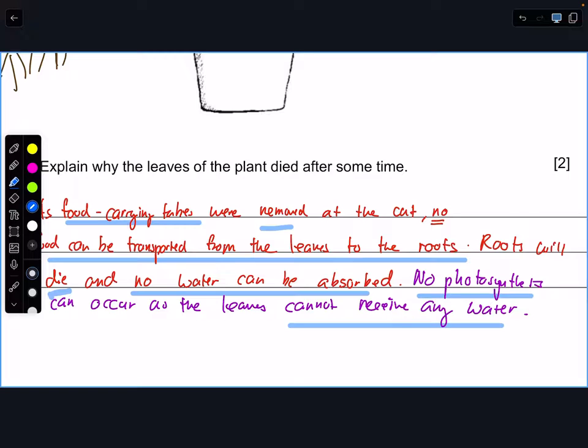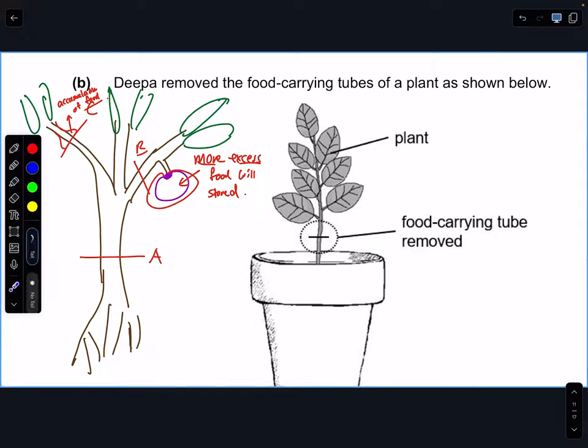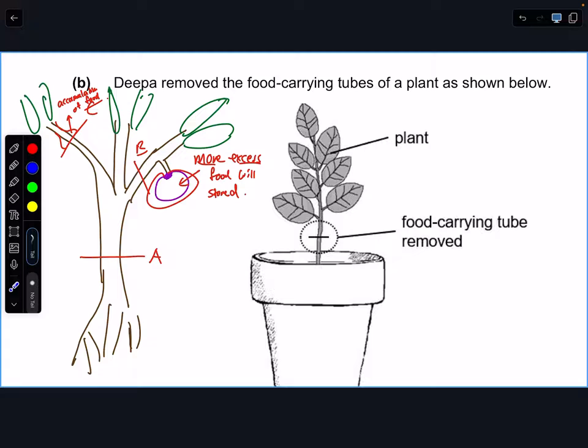Okay, this question can also come in the form of, let's just say, the water carrying tube. If the water carrying tube is removed, no need to say already, 100% the leaves here will die. Okay, all will die as long as the water carrying tube is removed. Simply because what process cannot happen? Photosynthesis. That's it, full stop.